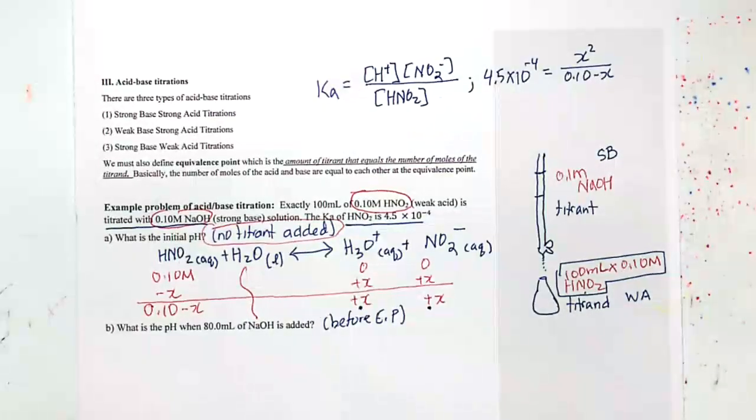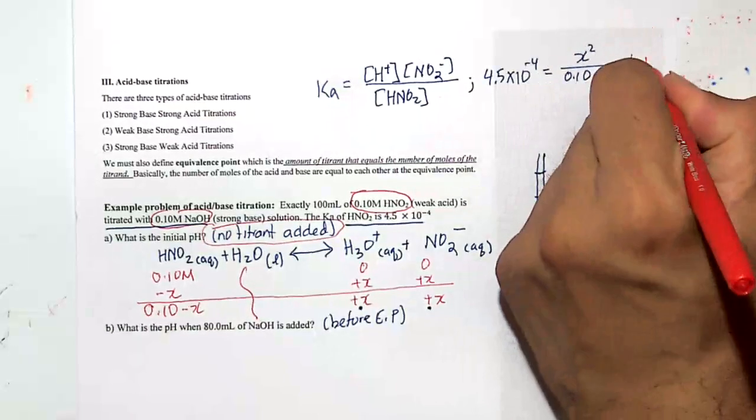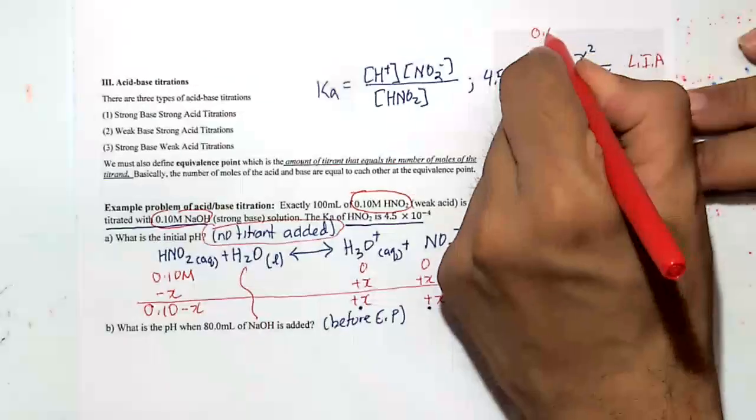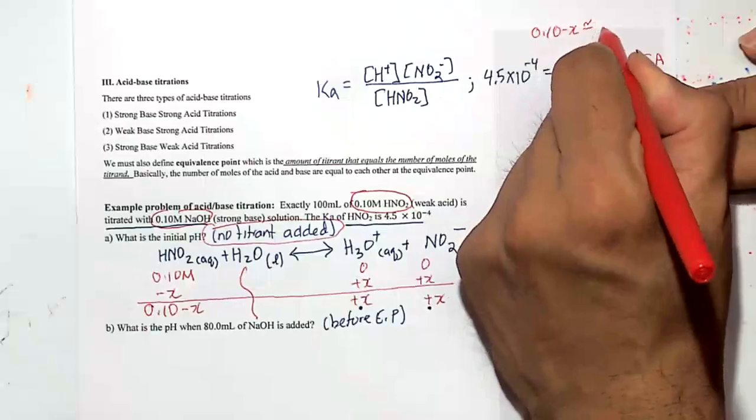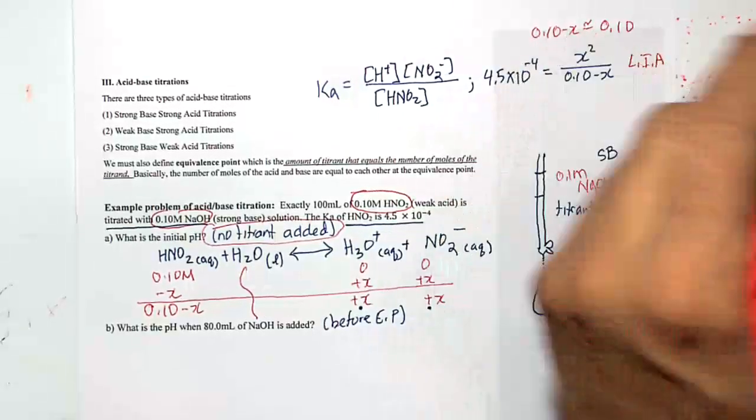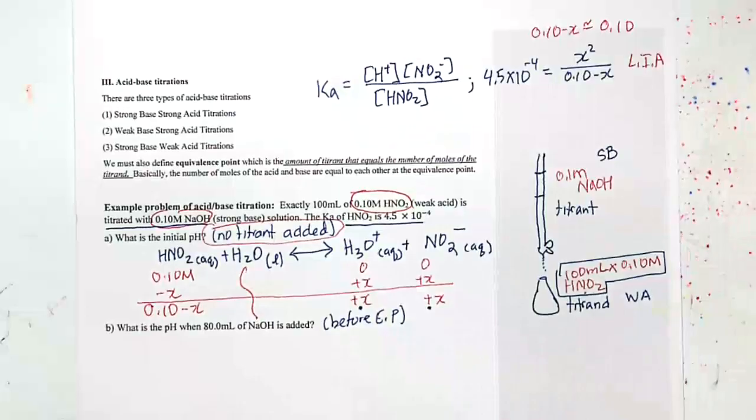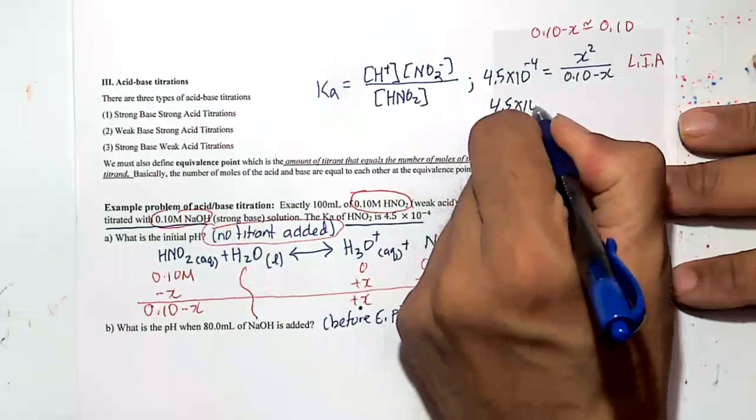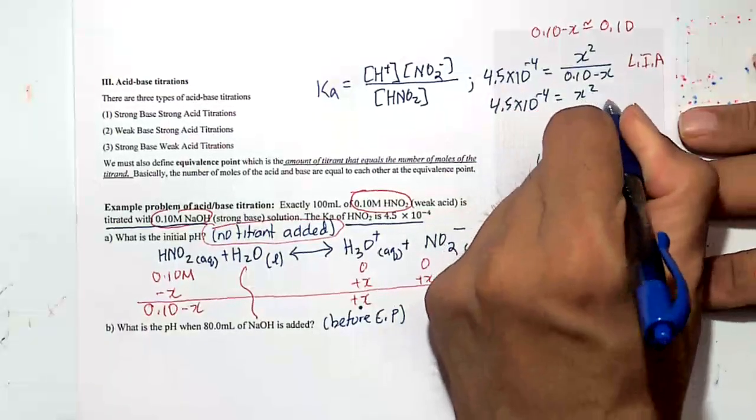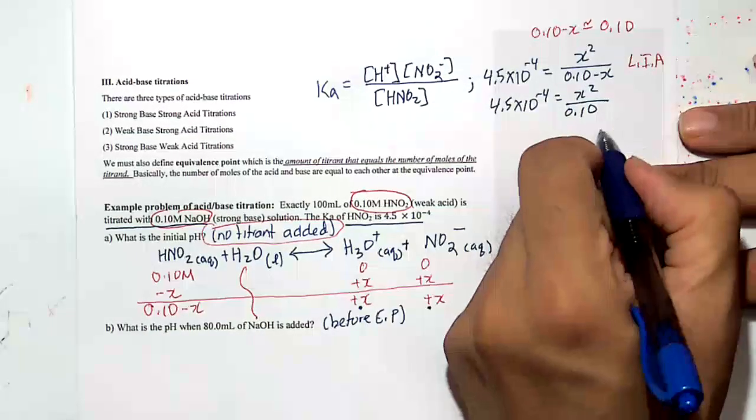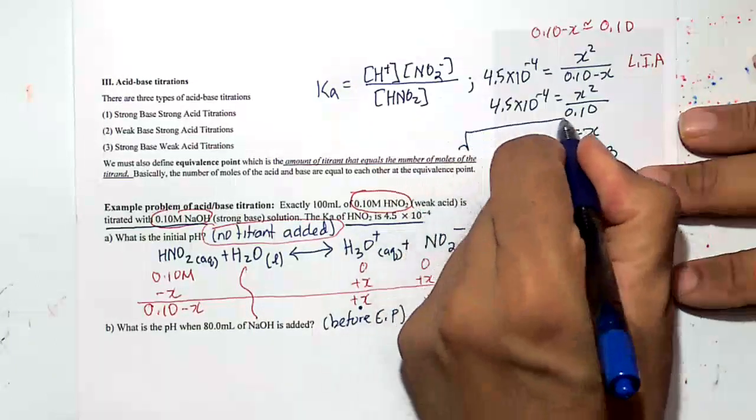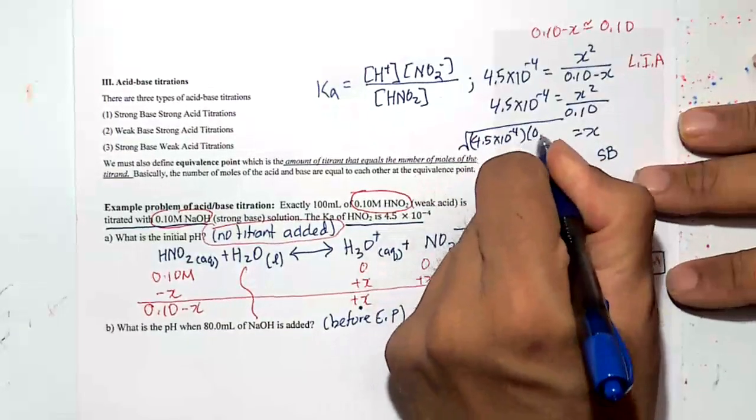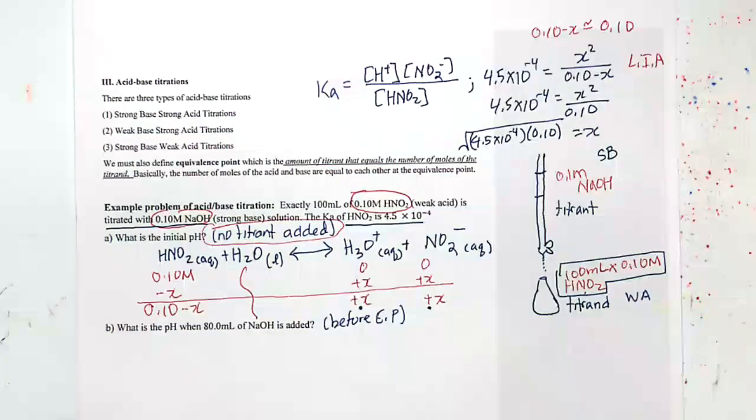All right, so on the test and on the quiz, homeworks, you can use the low ionization assumption. Okay, so we will assume x is small. When we assume x is small, 0.10 minus x is 0.10. So we don't do the quadratic. You can do this on my exams. 4.5 times 10 to the minus 4 equals x squared divided by 0.10.